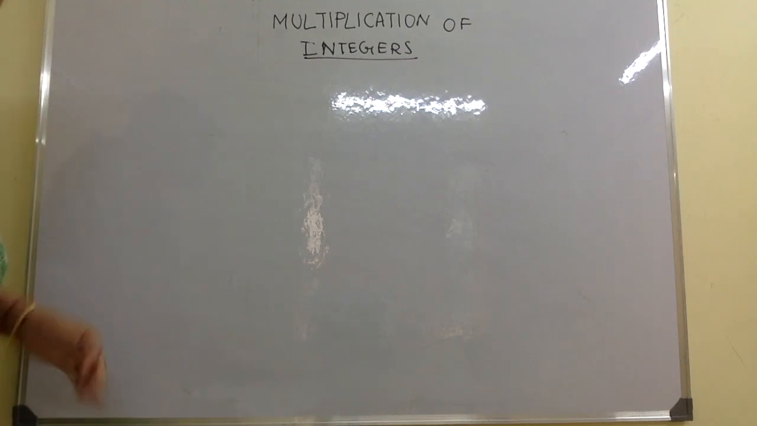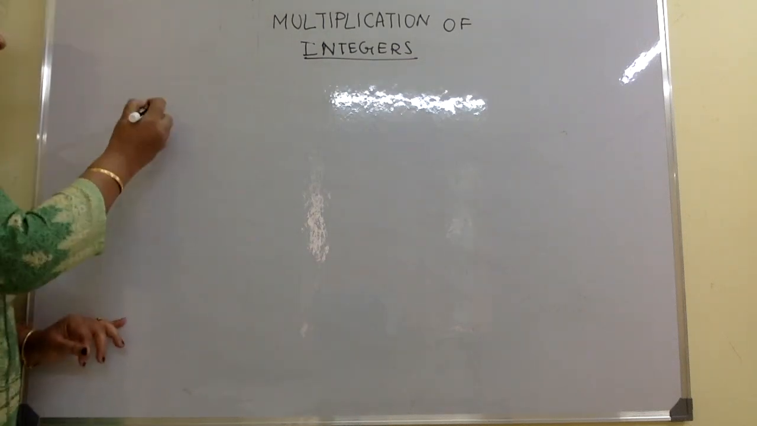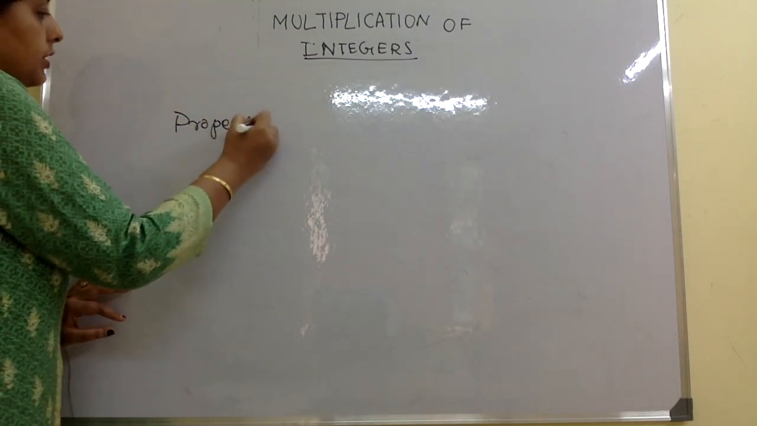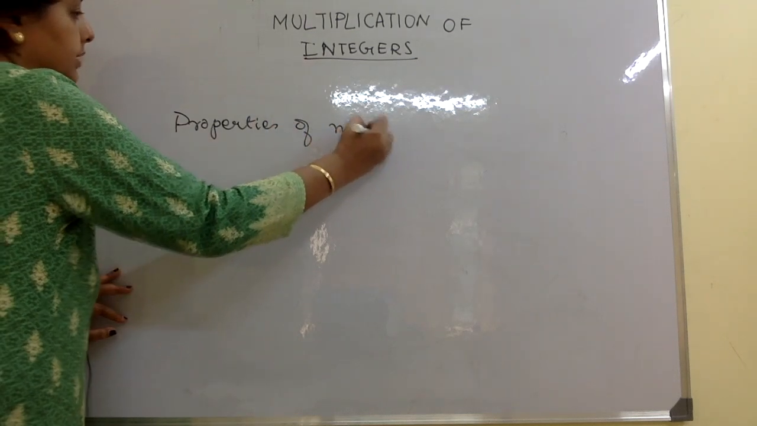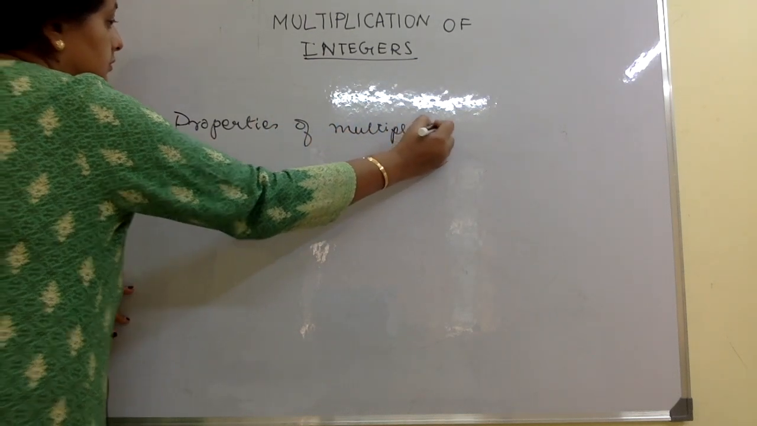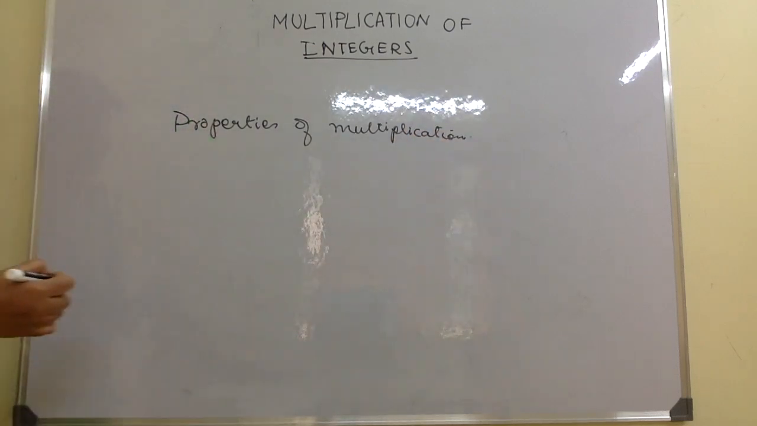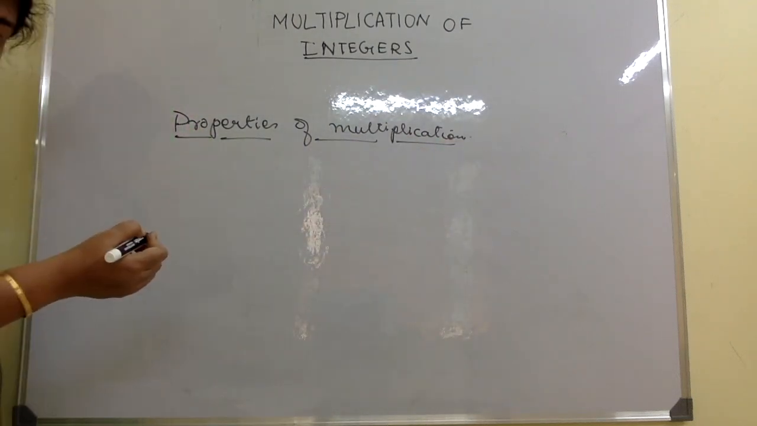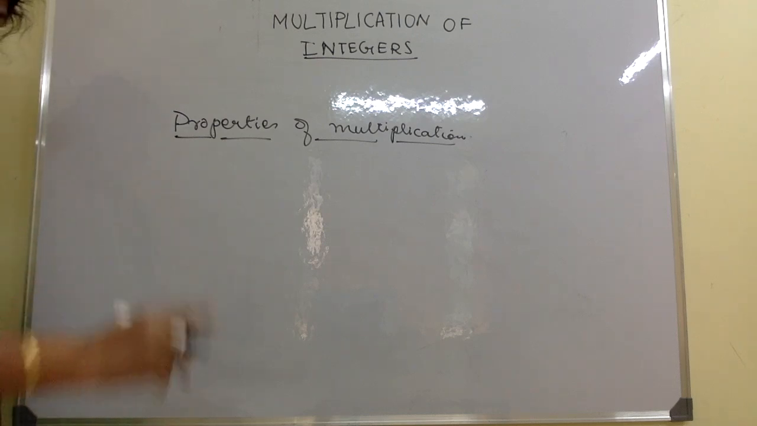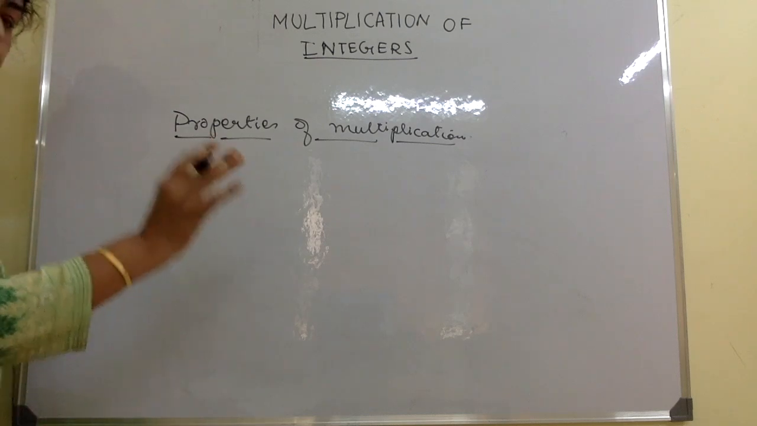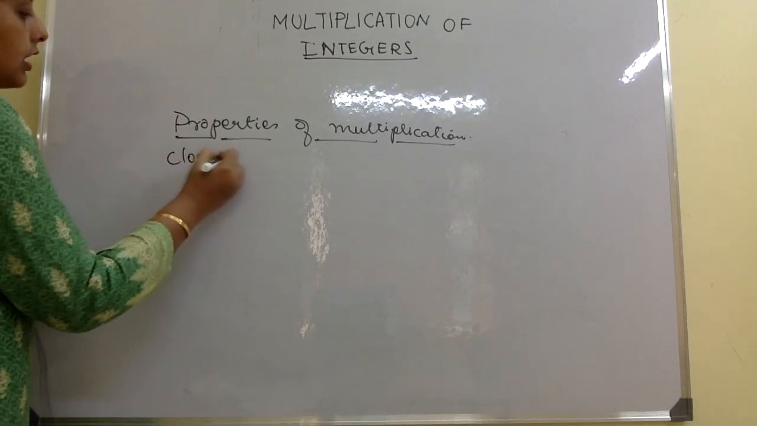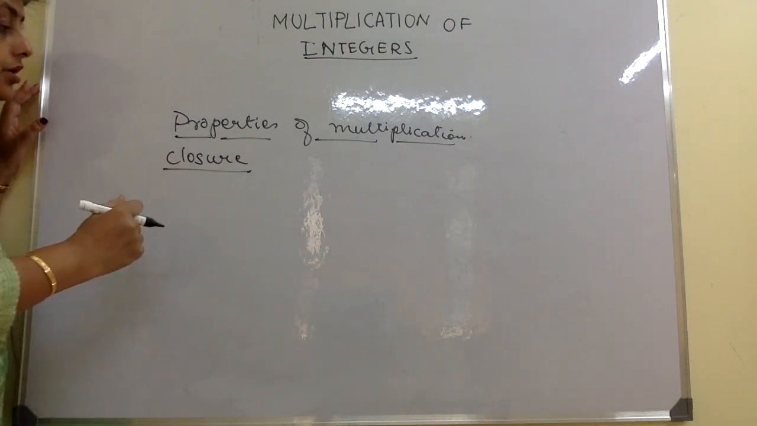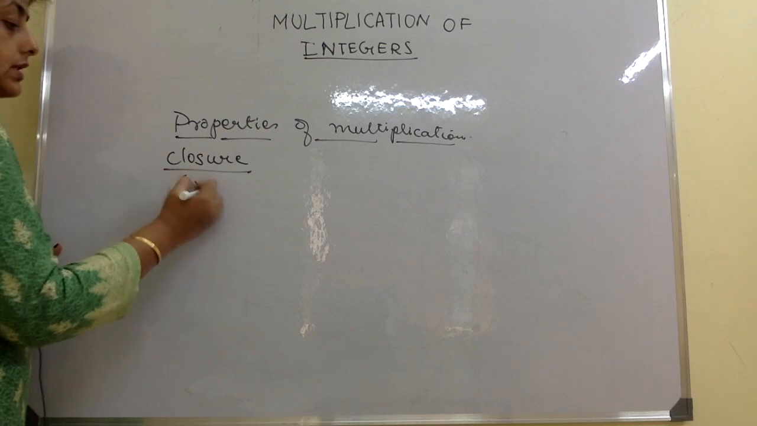Now we shall be starting with the properties of multiplication. What are the properties of multiplication of integers? First we have the closure property, just like we had it for addition, now we have it for multiplication.